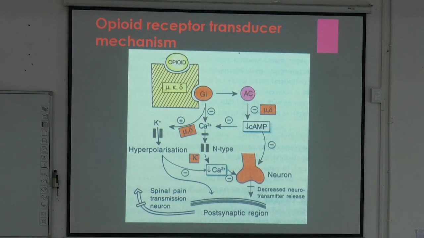Now these opioid receptors are G protein coupled receptors, and these G protein coupled receptors are inhibitory in nature, and ultimately they can cause inhibition. You need not know all these details.